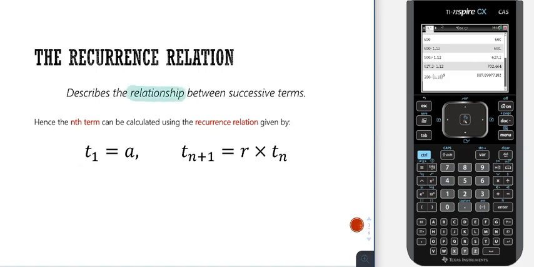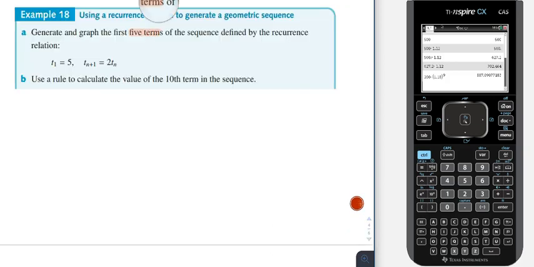The recurrence relationship describes the relationship between two successive terms. Hence, the nth term can be calculated by using the recurrence relationship given by this. The first term is a, and then each subsequent term is r times the previous term. So that's our recurrence relationship.